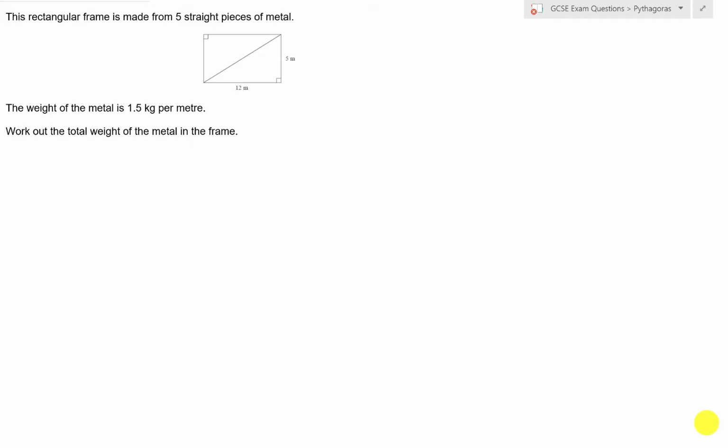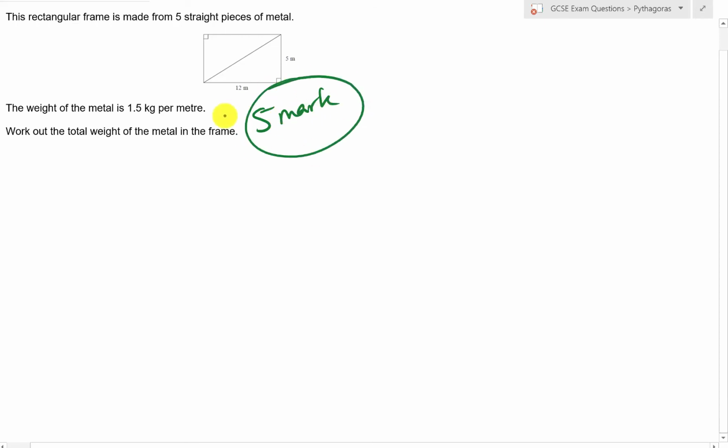Here's another question. Again, let's play that guessing game. Here's one for you to guess. Press pause and have a go. When you're ready, press play. Hope you had a guess already. Now, again, it's a 5 marker, so it will require quite a lot of working to do.